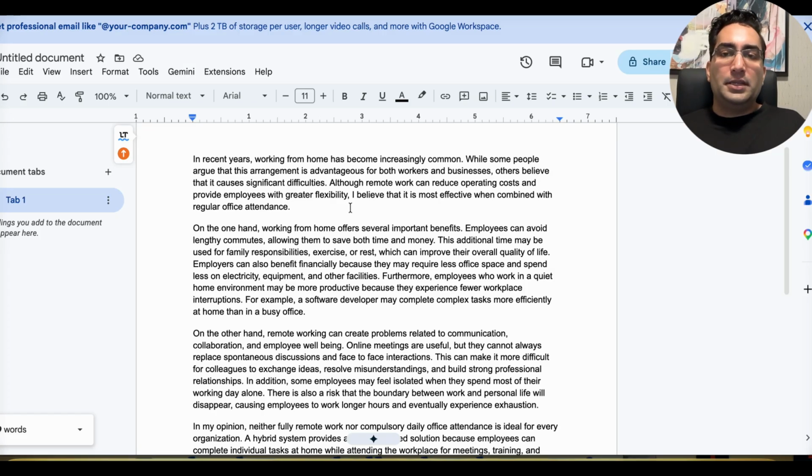Obviously, it's ChatGPT, so you cannot expect any grammar mistakes. I don't think we'll see that. Vocab would be good too, but vocab is not just advanced words. It should be a range of vocab, so complex sentences and different phrasing, low frequency words that should be used here. So we start with, in recent years, working from home has become increasingly common.